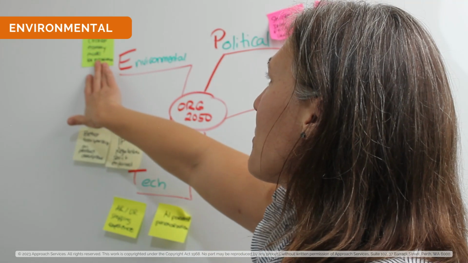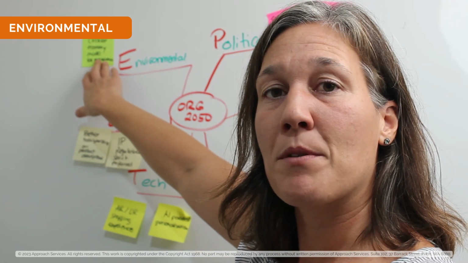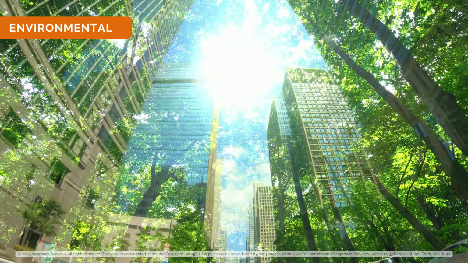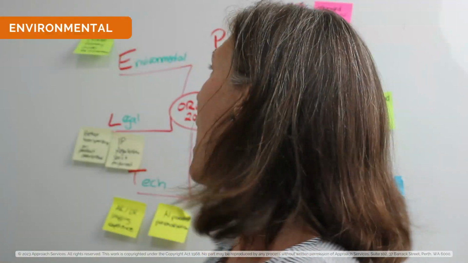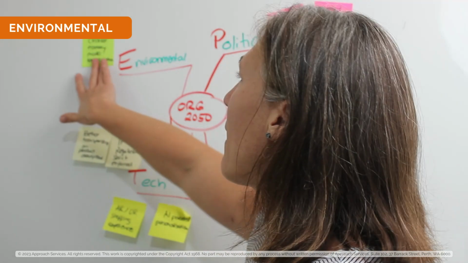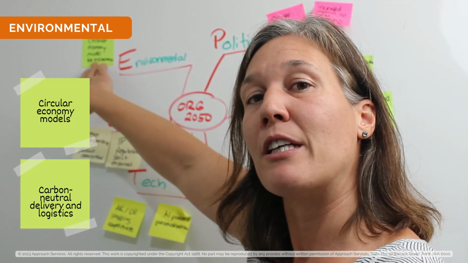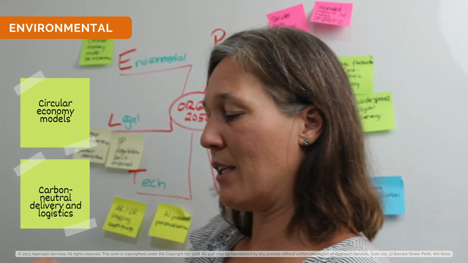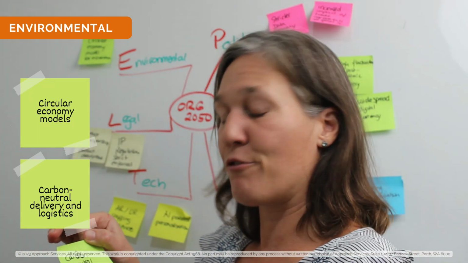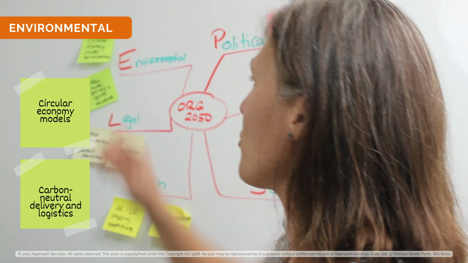Now, last but not least, we've got environmental, and environmental trends can sometimes fall off the side when we don't use PESTLE to organize our mind map. So I'm pretty happy that my team has been thinking about circular economy models being more widely applied to e-commerce in 2050, as well as carbon neutral delivery and logistics as being the standard for our industry in the future.